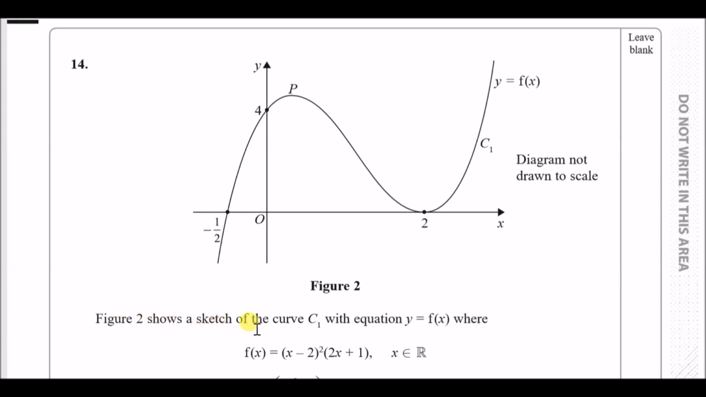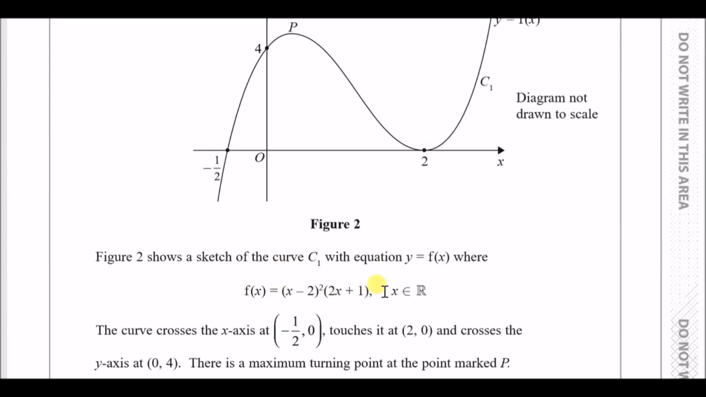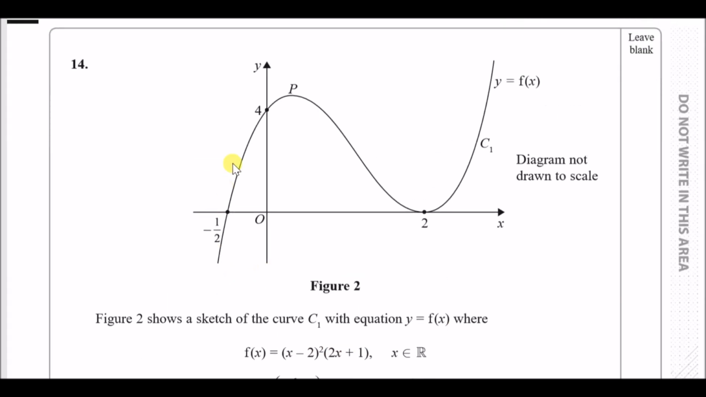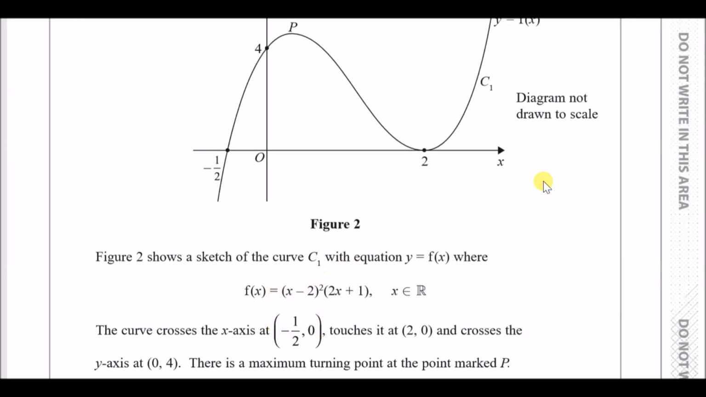So figure 2 shows a sketch of the curve C1 with equation y equals f(x), where f(x) is defined by this. So it's a mixture of a quadratic times a linear, so this ultimately makes a cubic. And looking at the shape, this is a cubic graph, where it cuts at minus half and it bounces off 2, meaning there's a repeated root, so there's 2 roots here. That's why they squared this bracket, okay.